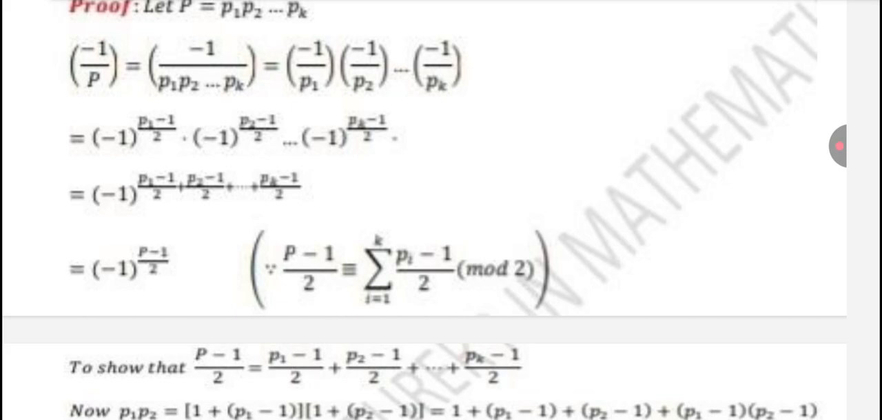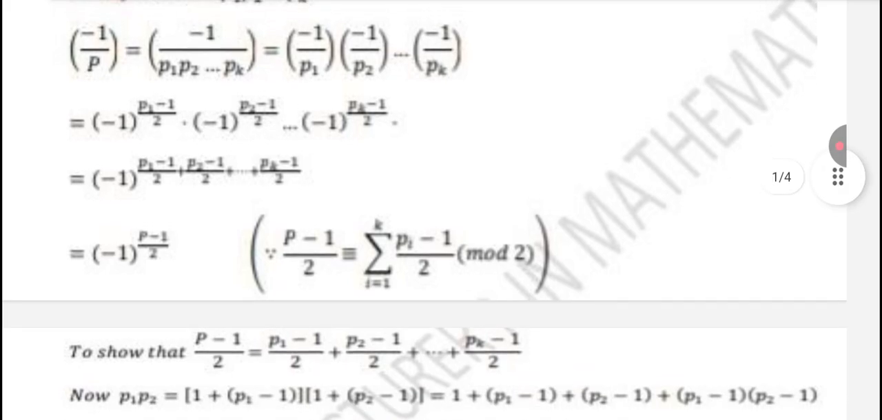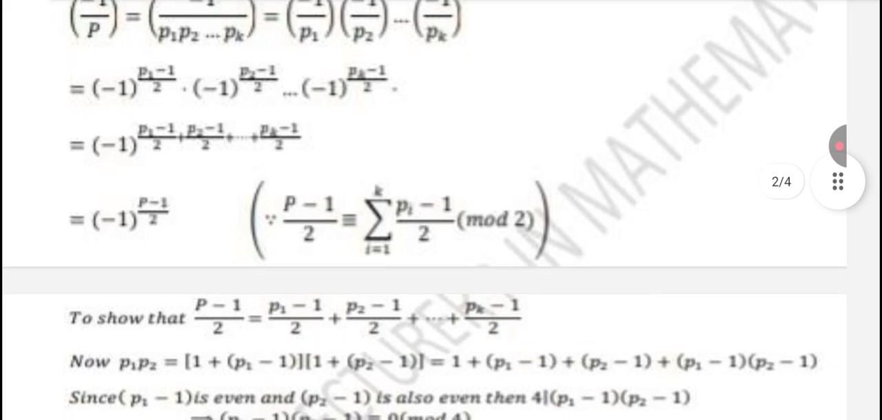In order to prove this, first of all consider the first two primes, that is p1 into p2. For p1 we can add and subtract 1 in the first term, similarly for p2 also add and subtract 1. So now p1 p2 is nothing but the product of two factors. The first one is 1 + (p1-1) and the second factor is 1 + (p2-1). When we multiply, we are going to get four terms, namely 1 + (p1-1) + (p2-1) + (p1-1)(p2-1).